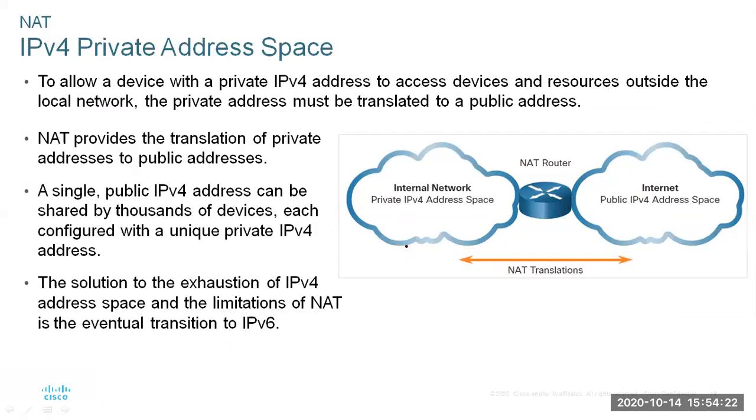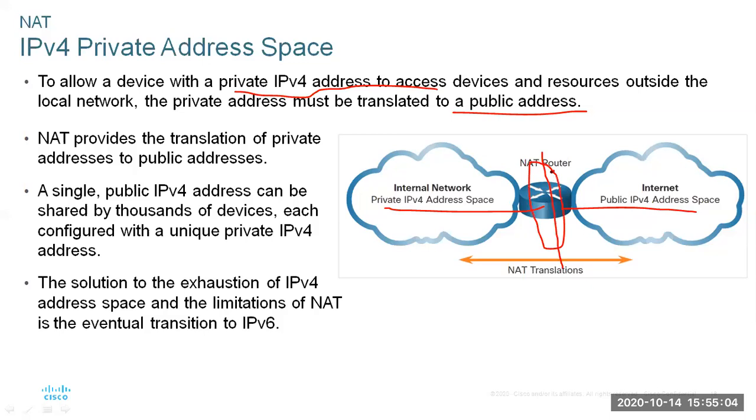Now, the translation that takes place is managed by NAT, Network Address Translation, and it allows a device with a private IP version 4 address to access resources outside the local network. A private IP address must be translated to a public address. So NAT provides the translation of private IP addresses to public IP addresses. That's its main function, and it is usually at the edge of a router. All right, so one side is the local or private IP address, the other side is the public IP address. So the configuration takes place here.